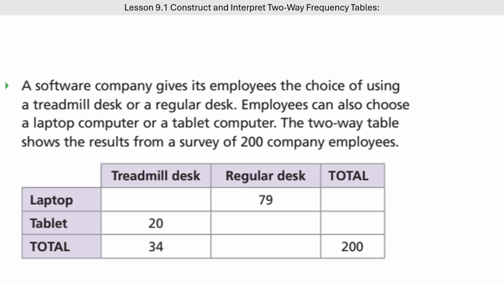Let's try this one. A software company gives its employees the choice of using the treadmill desk or a regular desk. Employees can only choose a laptop computer or a tablet computer. The two-way table shows the results from a survey of 200 company employees. Let's see. The easy target is this one because only one space is empty. So if total is given and we want to find out the empty place, we subtract. So which means 200 minus 34. So it will be 9, here 1 and here 10. So 10 minus 4 is 6.